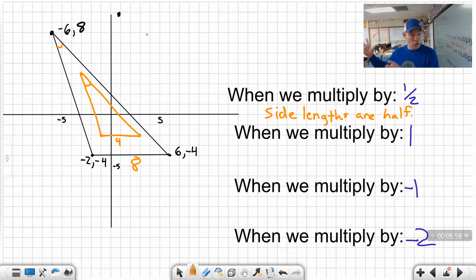When the multiplier was 2, it got twice as big. The side lengths got twice as big. When we have a number less than 1, half, the side lengths are half the size.